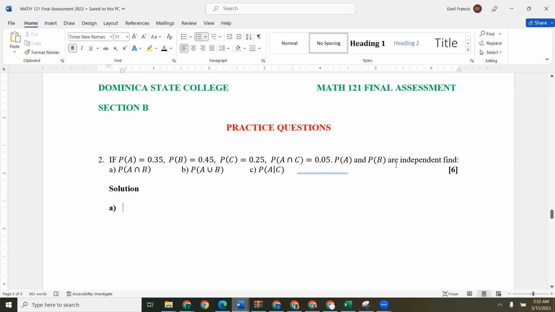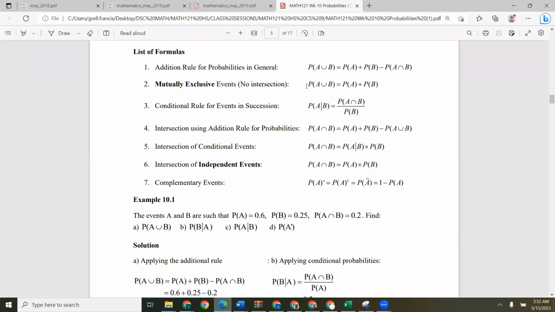And we know that A and B are independent. So we have to look into this list of formulas to see which formula deals with A intersect B for independent events. As you can clearly see, this is formula number 6, because the question stated that A and B are independent and we want to find the intersection. So we use formula number 6: P of A and B is equal to P of A times P of B. That's the only time we use this formula, if the question states that the events are independent.